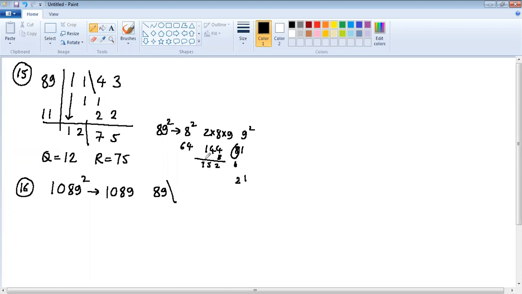This is 2. This 15 will add here. That is 79. 7921. Actually, I selected the wrong option for 89. 89 you could have done easily using the base method of squaring less than the base. 11 square is 121.